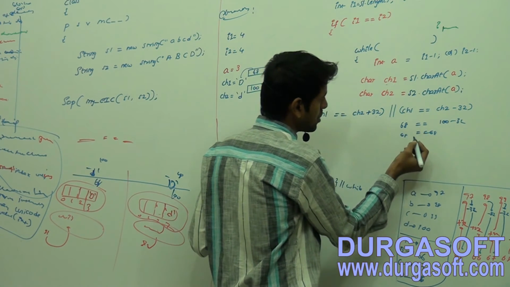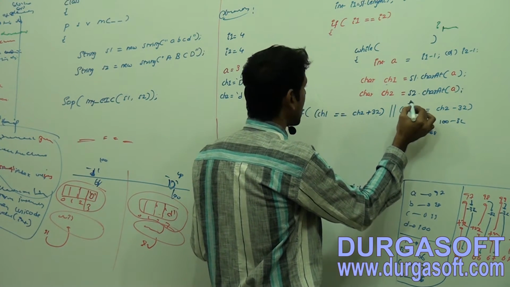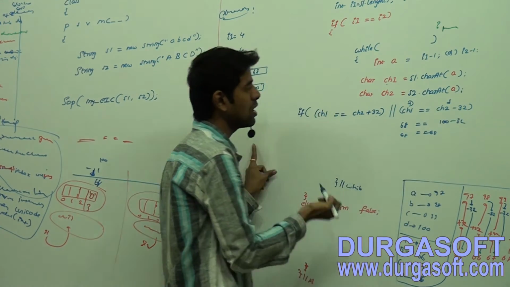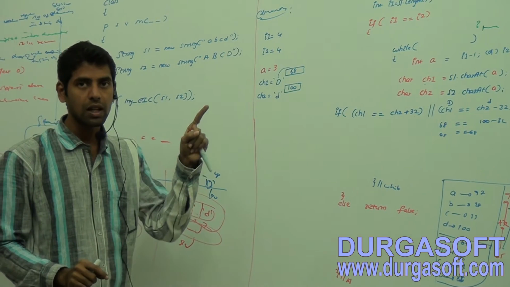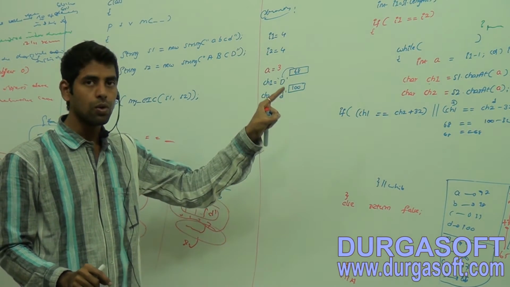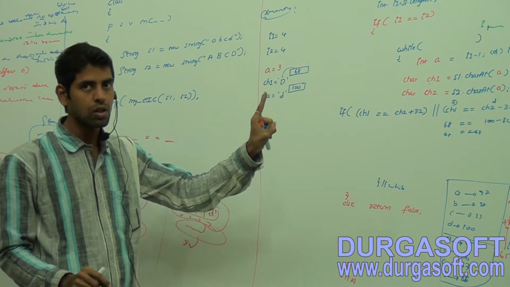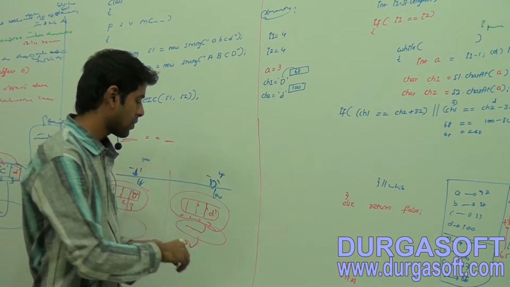I am telling JVM, if here it is capital D and here it is small d, no issues, both are true. You want to ignore cases, so please do your job. Okay, yes, fine.